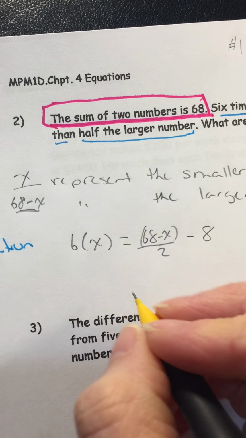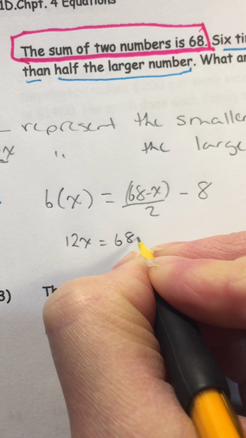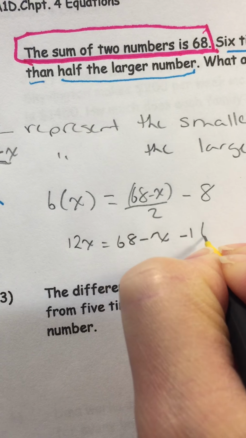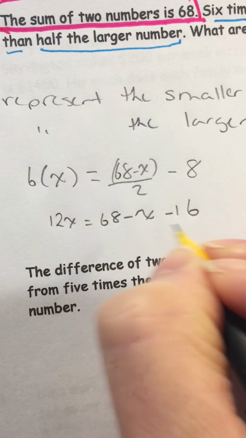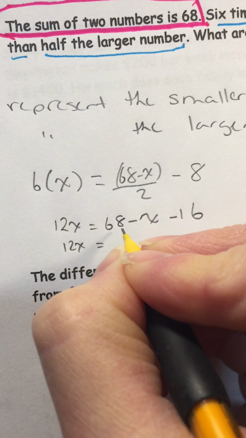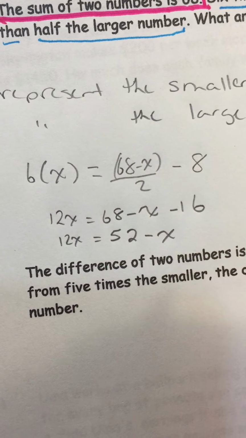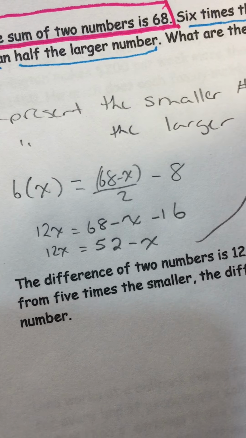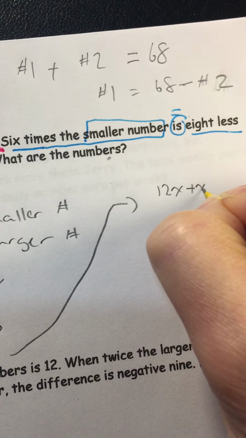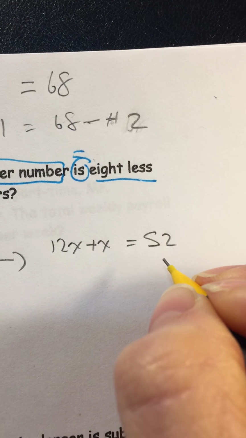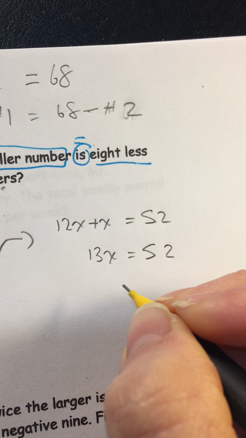And now I could just multiply both sides by 2 to clear the fractions and get 12x equals 68 minus x minus 16. And so if I add an x to both sides, oopsie, I shouldn't do that yet. Remember I said you should always simplify both sides before moving things. So now that I've done that, I'm going to go up here and remove the x by adding x to both sides. And then that leaves me here. So 13x is equal to 52.